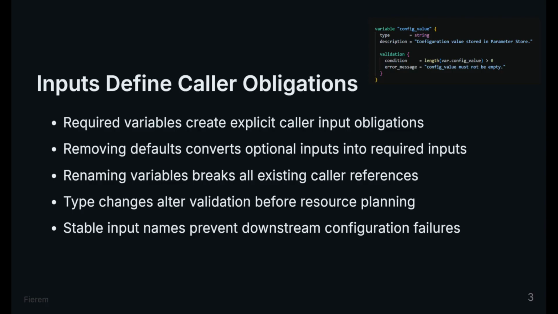A required variable creates a caller obligation. Removing a default turns optional input into required input. Renaming an input breaks every caller using the old name. Changing a type changes what Terraform accepts before planning resources. Stable input names protect callers from internal refactors.